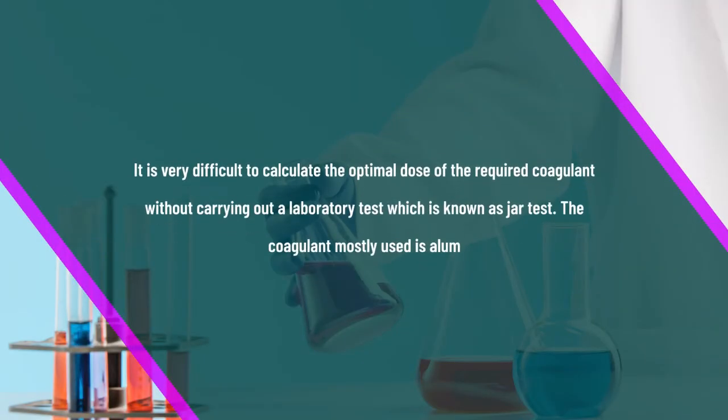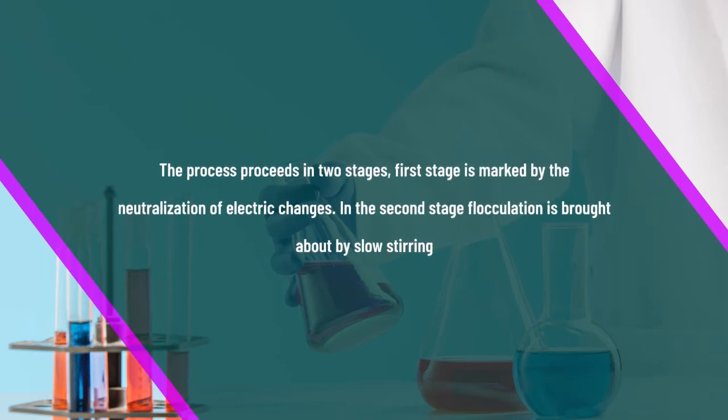Jar test. It is very difficult to calculate the optimal dose of the required coagulant without carrying out a laboratory test which is known as jar test. The coagulant mostly used is alum. The process proceeds in two stages. First stage is marked by the neutralization of electric charges. In the second stage, flocculation is brought about by slow stirring.